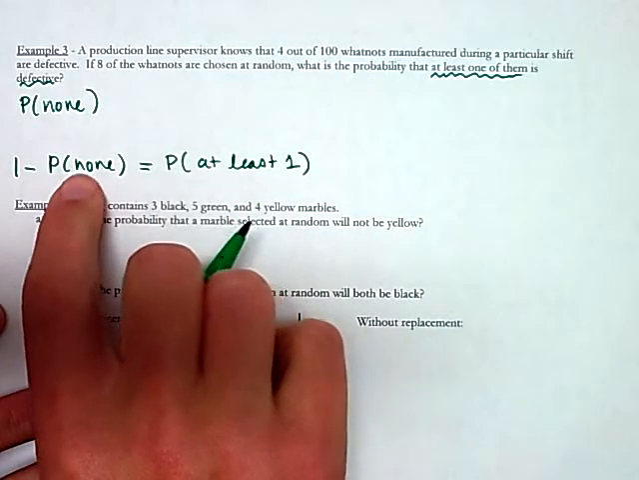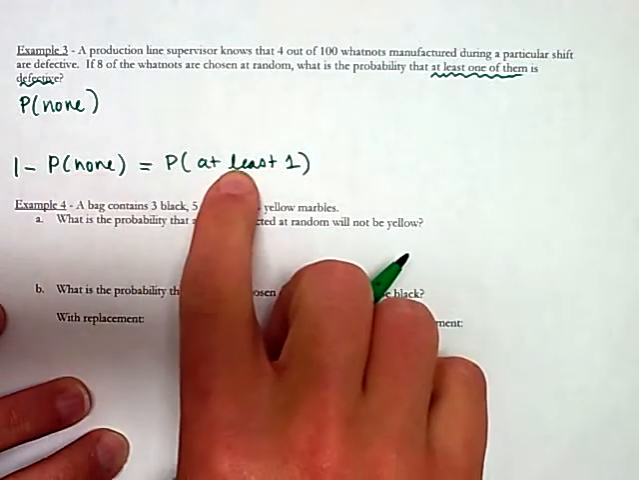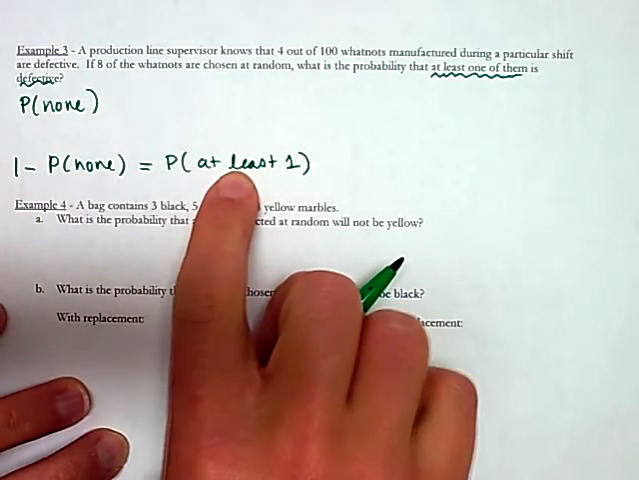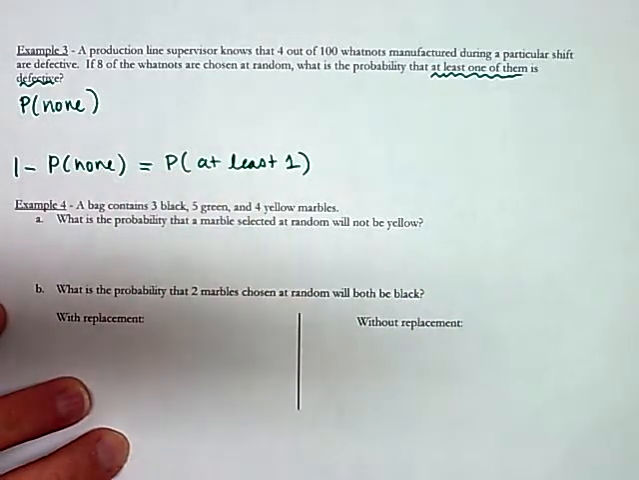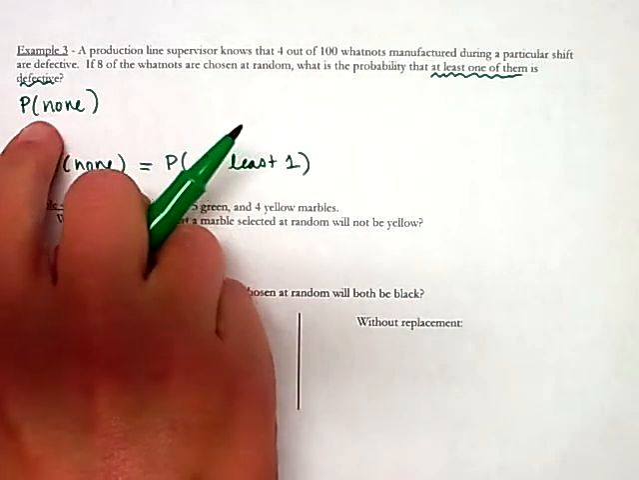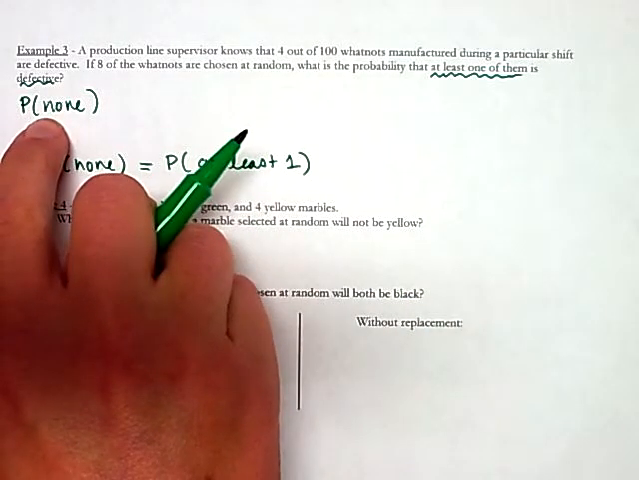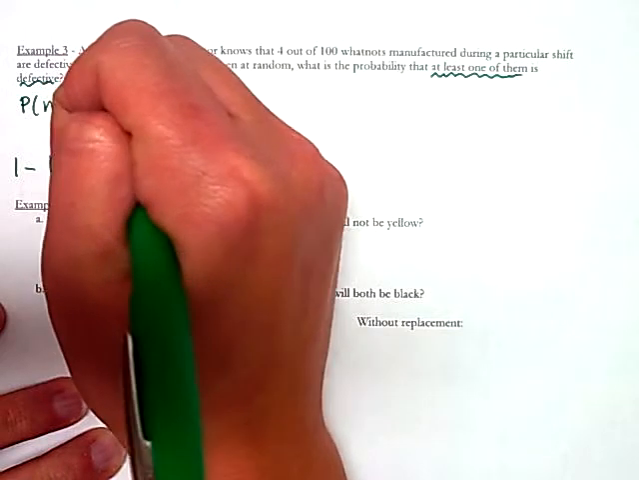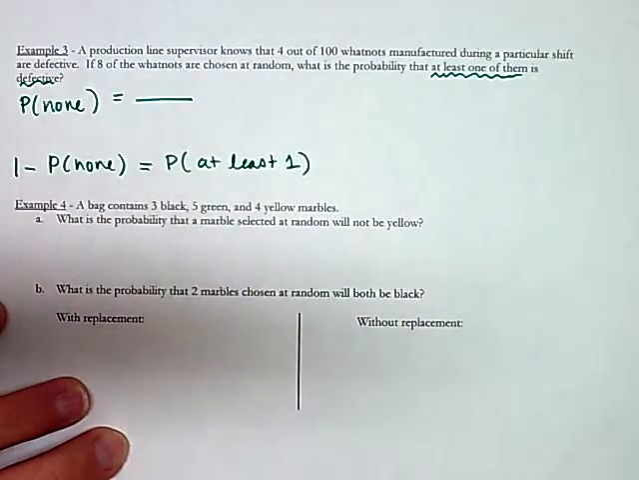Because together, the none being defective and 1, 2, 3, 4, 5, 6, 7, or 8 being defective covers the entire sample space. So if I want to come up with a probability of none, I have to think about setting up a fraction where the numerator is all the different ways I could pick 8 and get none being defective. So I can actually count that using a combination.